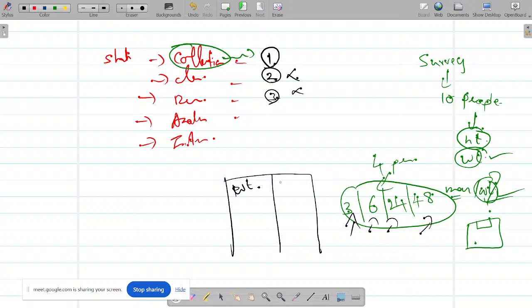Person's weight and number of persons. This is how you do it, right? You go for frequency distribution, drawing tally marks and bars and all. How many are in 6? How many are in 3? How many are in 24? How many are in 48? You draw a tally bar and you say 1, 1, 1, 1.